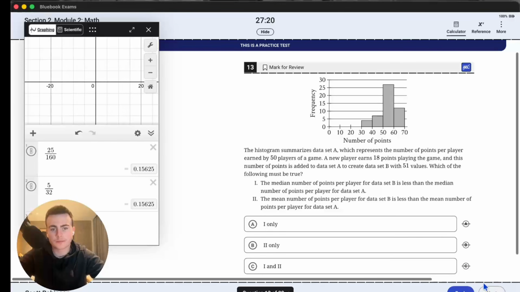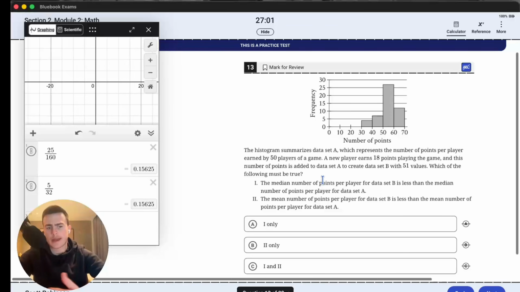Let's move on. The histogram summarizes dataset A, which represents the number of points per player earned by 50 players of the game. A new player earns 18 points playing the game, and this number of points is added to dataset A to create dataset B with 51 values. Which statement must be true? Okay, hold on.